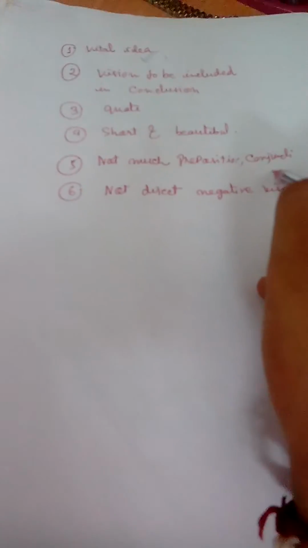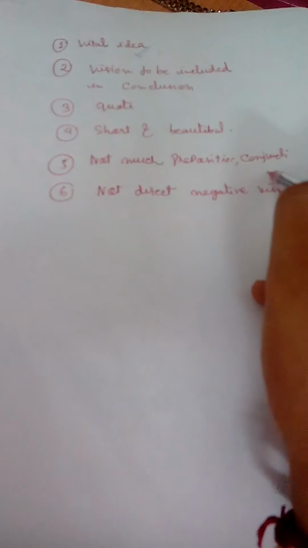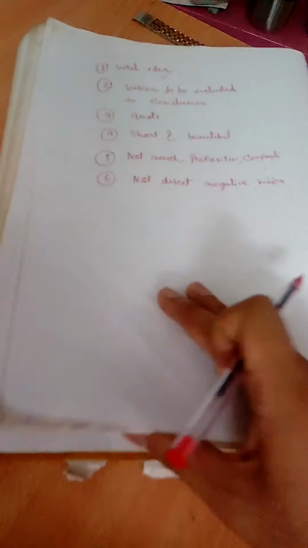Then, not much preposition and conjunction. If you use very many prepositions and conjunctions at the very beginning, it becomes boring and monotonous, and it actually decreases the beauty of the introduction. Not a direct negative vision. The question might be asked about something negative, right? But you have to deal with it very tactfully while writing an introduction. Try to give a positive vision, a positive idea as much as possible in the introduction. Even if you give a negative idea, you have to use some techniques here.